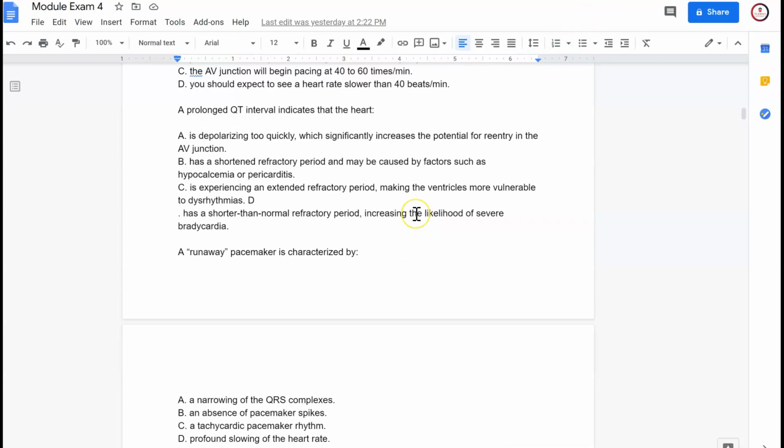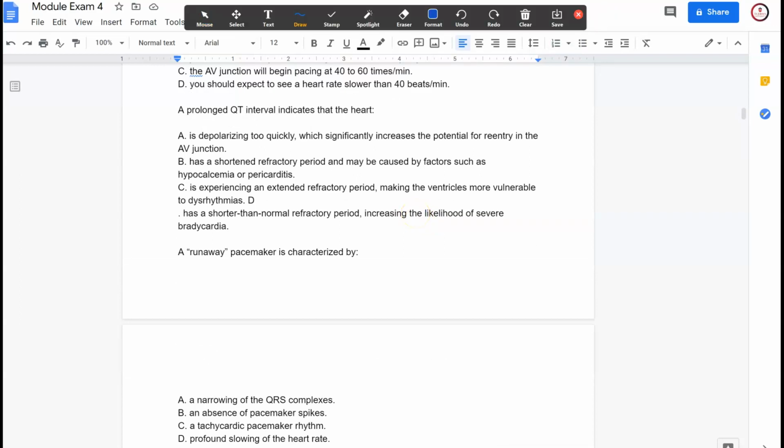Okay. A prolonged QT. So again, let's remember what the QT interval is. You have your P, you have your PR interval, and then you have your QT. So this part becomes extended, and then you have a ways to go before your T wave. Let me fix this drawing. There we go. If your prolonged QT interval indicates that the heart's depolarizing too quickly, no, because your QT interval is telling you about right before repolarization, not depolarization, so no.